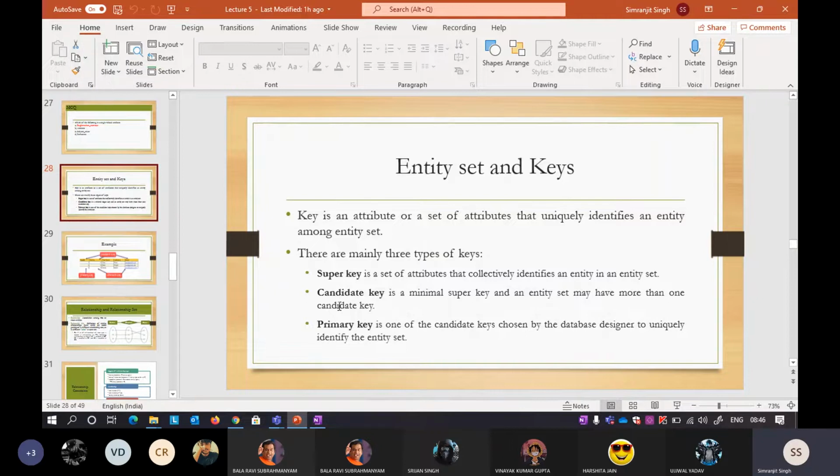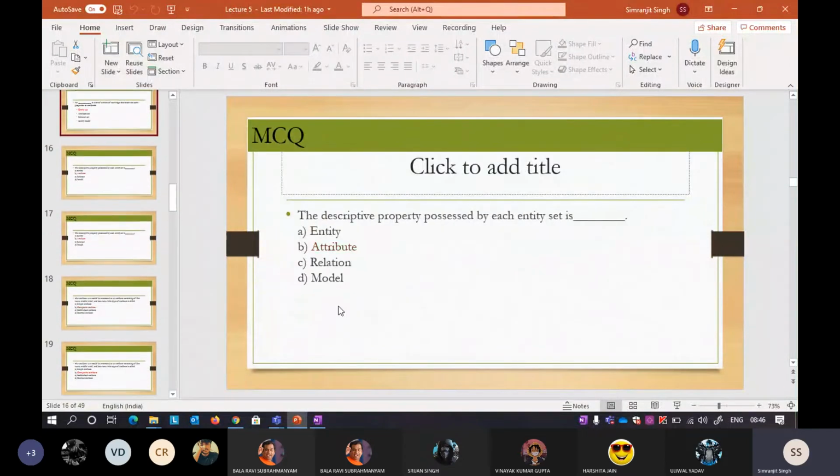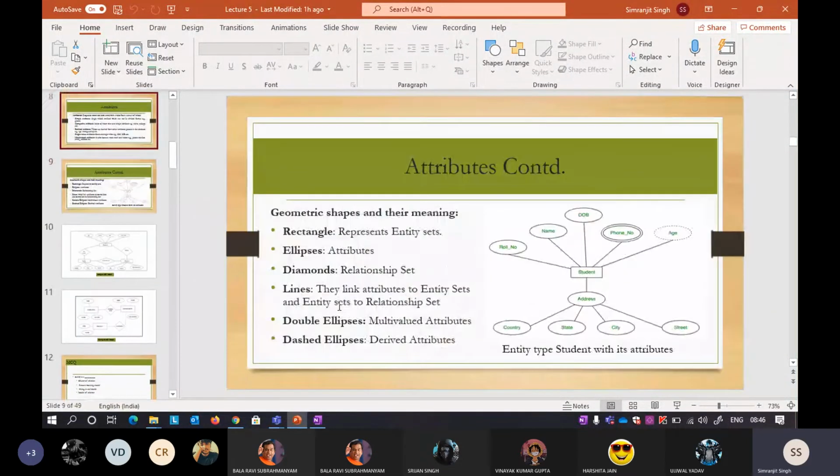Moving on forward, this particular concept will be repeated in the normalization part. I just want to tell you this because there will be some key entries that you may have already studied in the previous part, in the previous slides. Let me see if there is anything.